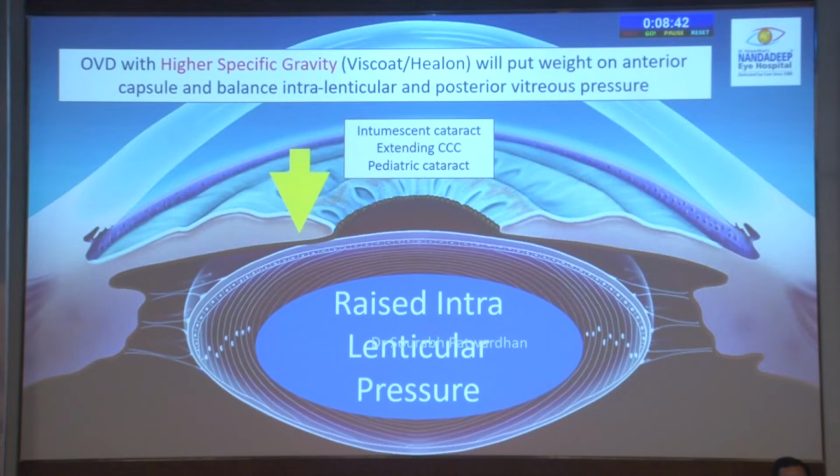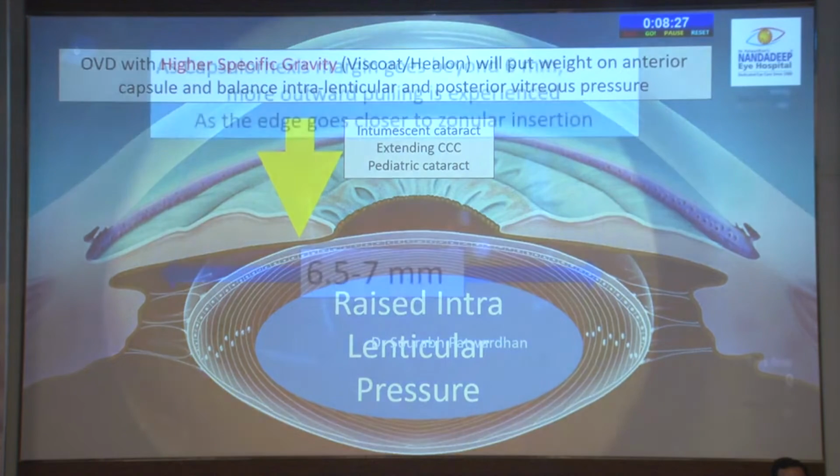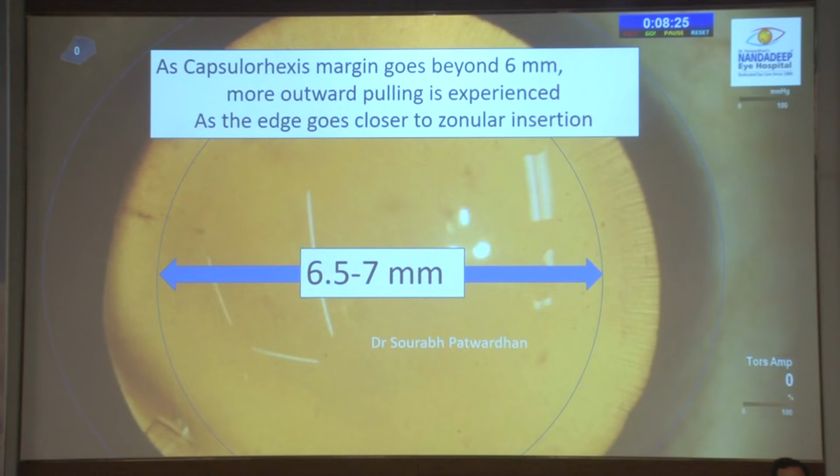So in this situation, what should we do? We should rather use a heavy dispersive OVD rather than using HPMC to inflate, because what the HPMC does is that it inflates the anterior chamber rather than putting the weight over the anterior capsule. So rather use a heavy OVD, which puts the weight on the anterior capsule without extension or expansion of the anterior chamber.